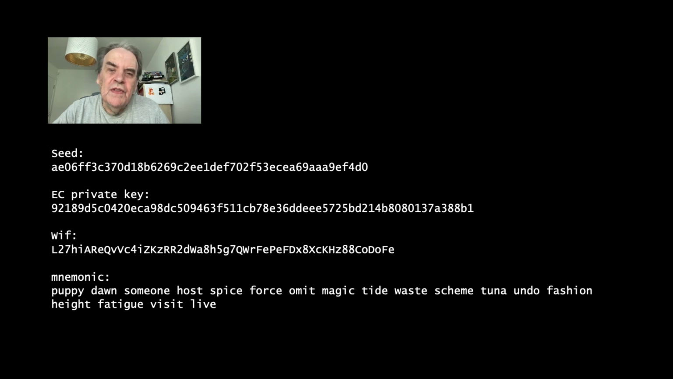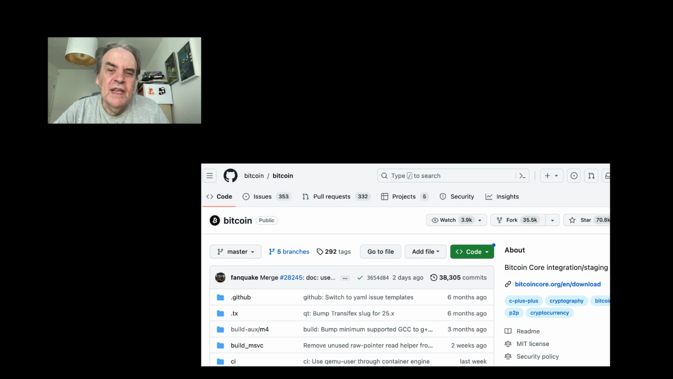BIP39 also allows for the conversion of the key to a number of languages, including English, French, and Italian. A private key in a wallet is stored in a WIF format, which is a base 58 version of the 256-bit private key. The main source code for the Bitcoin blockchain is held at github.com/Bitcoin and is known as Bitcoin Core. This is used to create nodes, store coins, and create transactions with other nodes on the Bitcoin network.